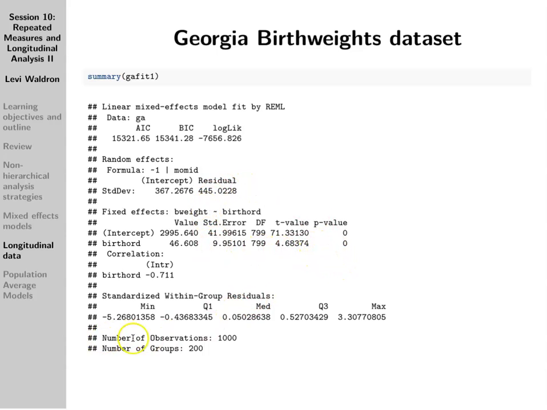The main other thing of interest here, just seeing our number of observations and number of groups, matches with our original data set. Oh, and this correlation of our fixed effects here, not especially of interest to us, just indicates there is some negative correlation between the intercepts and the coefficient of birth order, that when you have a larger baseline infant weight, there's less of an increase with birth order, which probably makes sense.